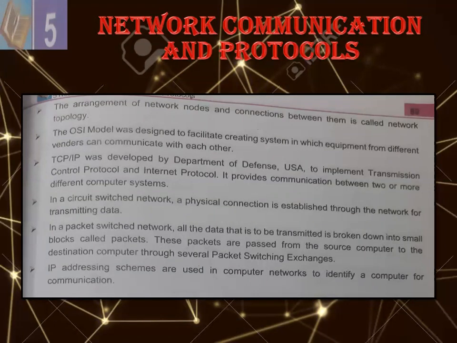Then in a circuit switched network, a physical connection is established through the network for transmitting data. In a packet switching network, all the data that is to be transmitted is broken down into small blocks called packets. These packets are passed from the source computer to the destination computer through several packet switching exchanges. In the last, we discussed that IP addressing schemes are used in computer networks to identify a computer for communication, and we discussed the classes of IP addressing and then the subnet mask.